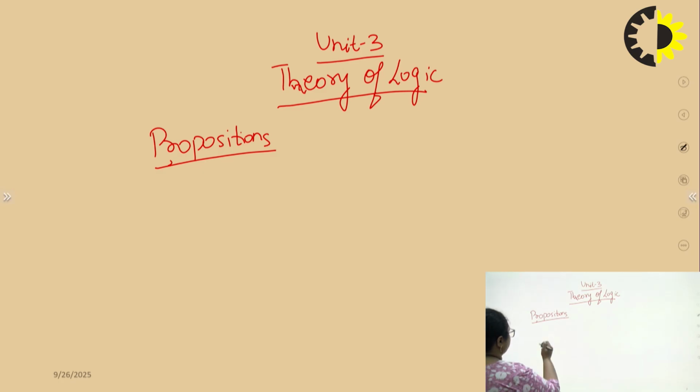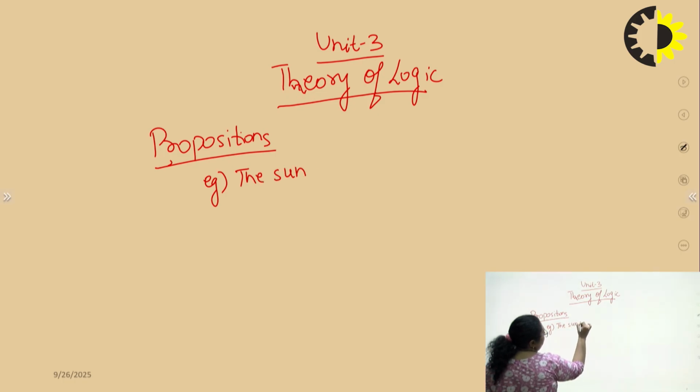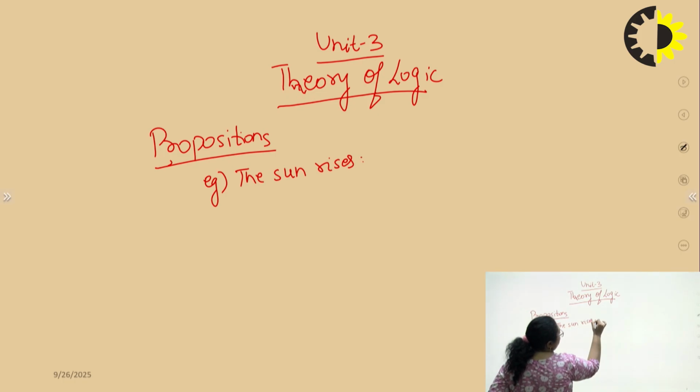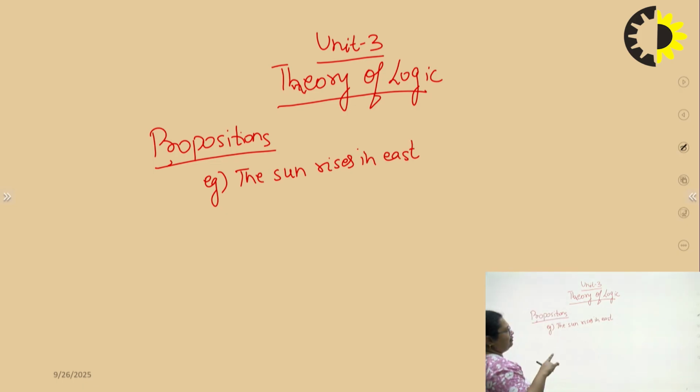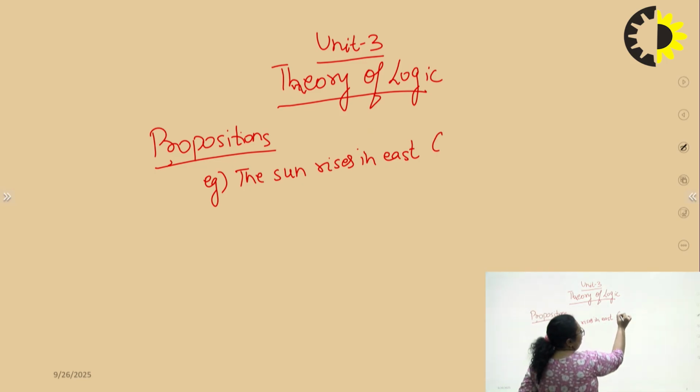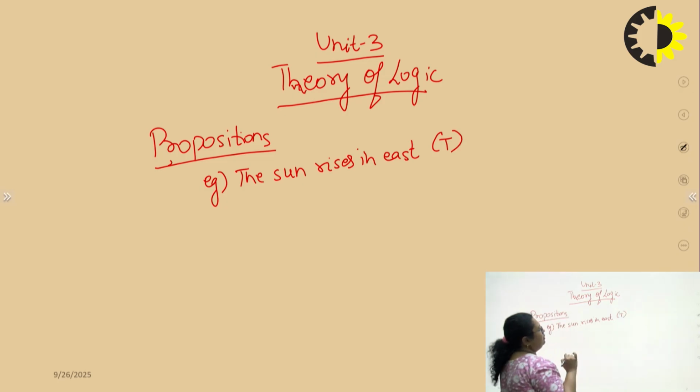Like, if we are taking an example, the sun rises in the east. So, this is a statement. Sun rises in the east. Yes, it is true. So, this statement is a proposition because it has a value that is true. So, a proposition is a declarative statement which has one value, either true or false.